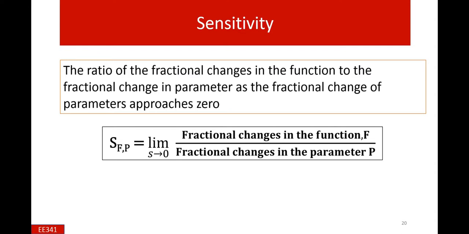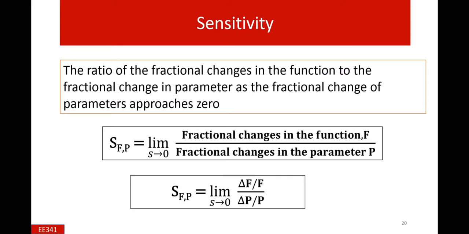So sensitivity S is dependent on the function f and the parameter, where we apply the limit as delta approaches 0, and sensitivity is the ratio between the fractional change in the function, for example f, and the fractional change in the parameter. So mathematically it is equal to delta f by f, which is the fractional change in the function, over delta p by p. So delta p by p is the fractional change in the parameter, p representing the parameter, and delta p is the corresponding change.